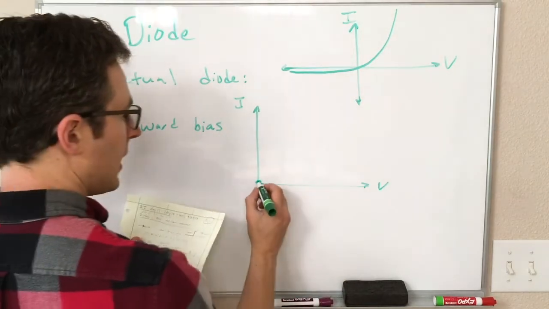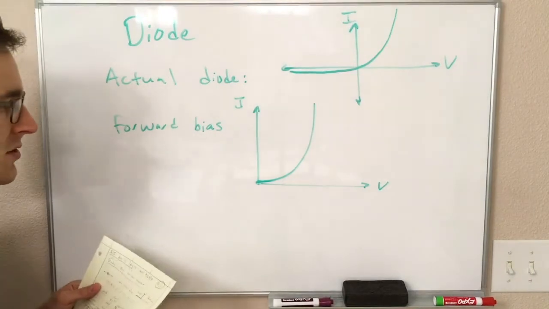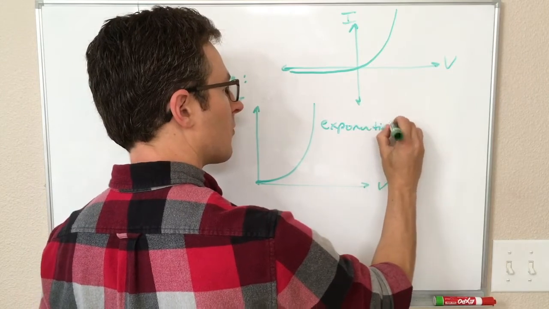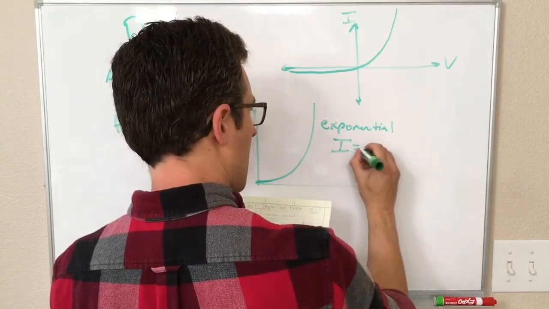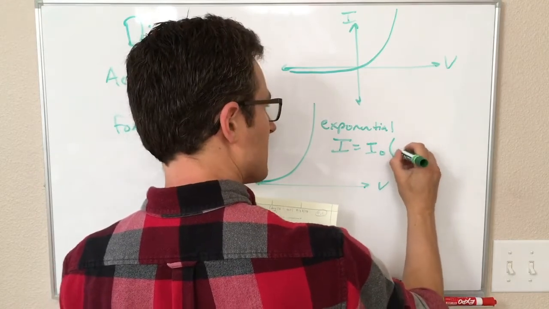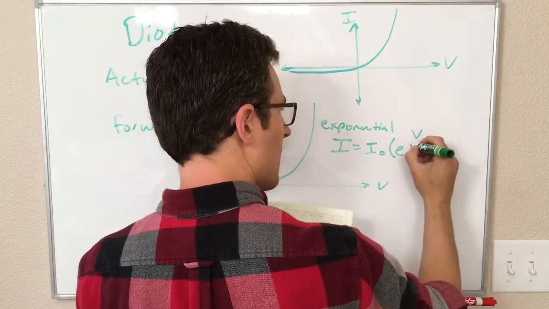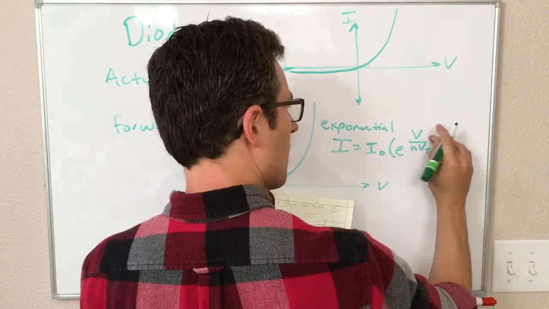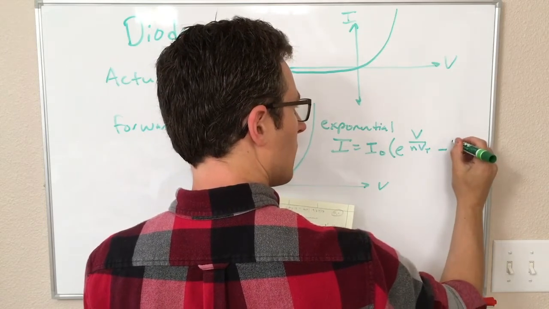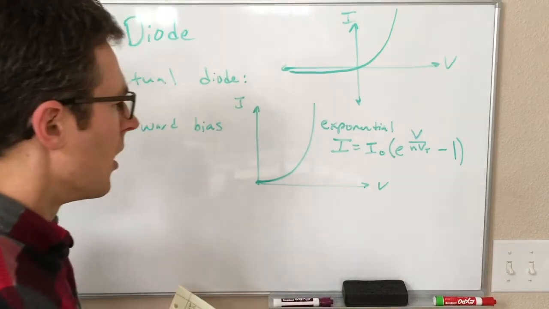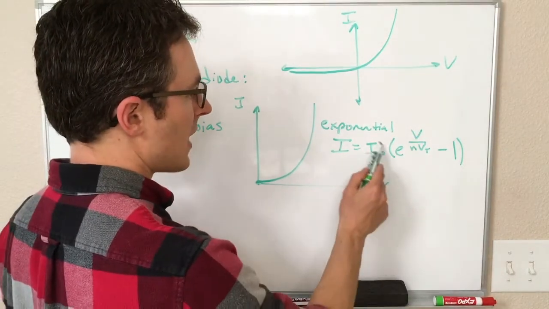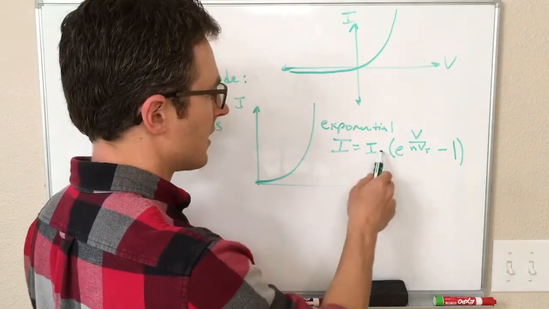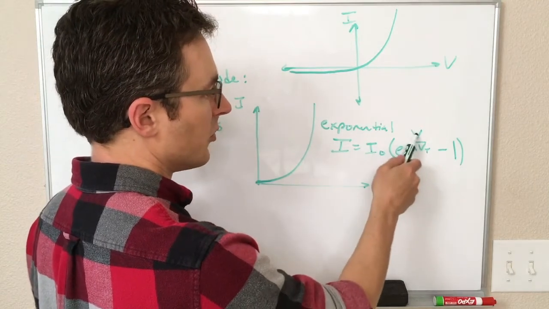We pass through the origin, and our graph of current versus voltage is actually an exponential. So this exponential is I equals I naught times e to the V over N V_T, minus 1. So really the only thing we have to worry about here is I naught is some constant for a particular diode. I guess it kind of tells you the physical size of the diode. V here is the voltage.